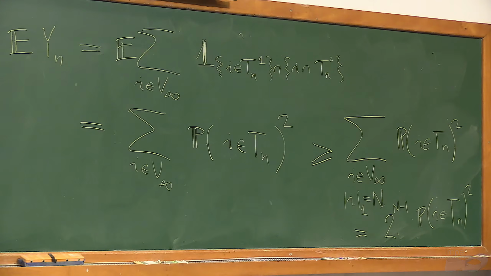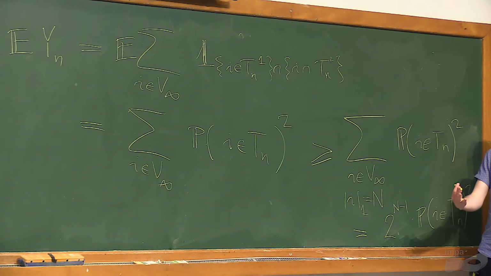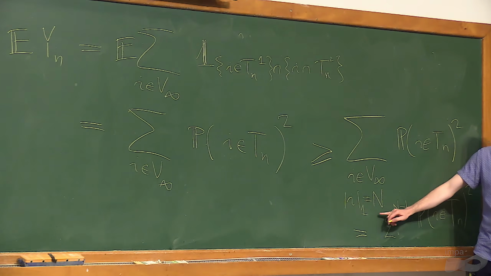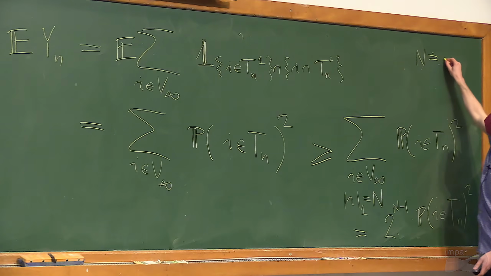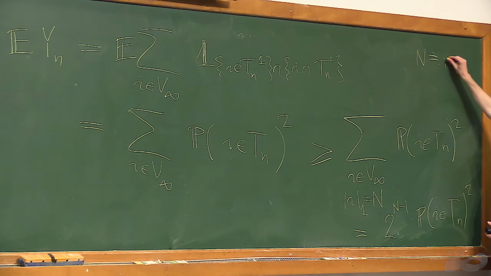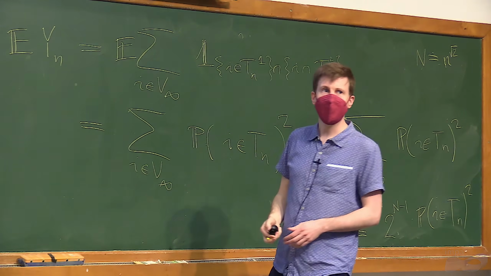Okay. And then we'll have to do a large deviations analysis to optimally choose capital N. And it turns out that we'll choose capital N to be little n to the square root of 2. Okay. Any questions?